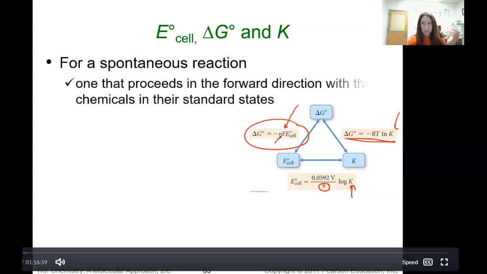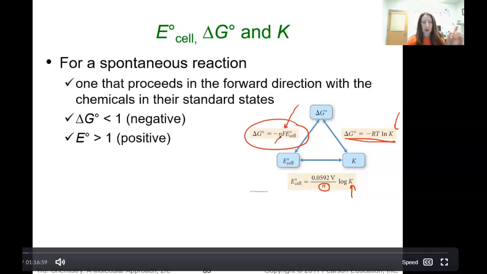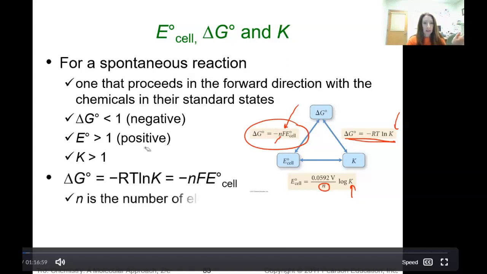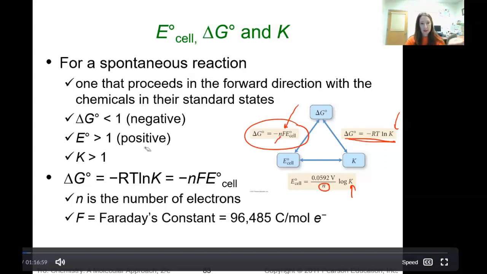Okay, so for a spontaneous reaction, we know that delta G is negative, E cell is positive, and K is greater than 1. Right? So our delta G is negative, our E cell is going to be positive when we add our 2 half cells together. It's always going to be positive, and K is greater than 1, meaning that the equilibrium lies towards the products. So we have a nice fun equation that we can write, 2 different equations. Again, we have RT ln K, or negative NFE.